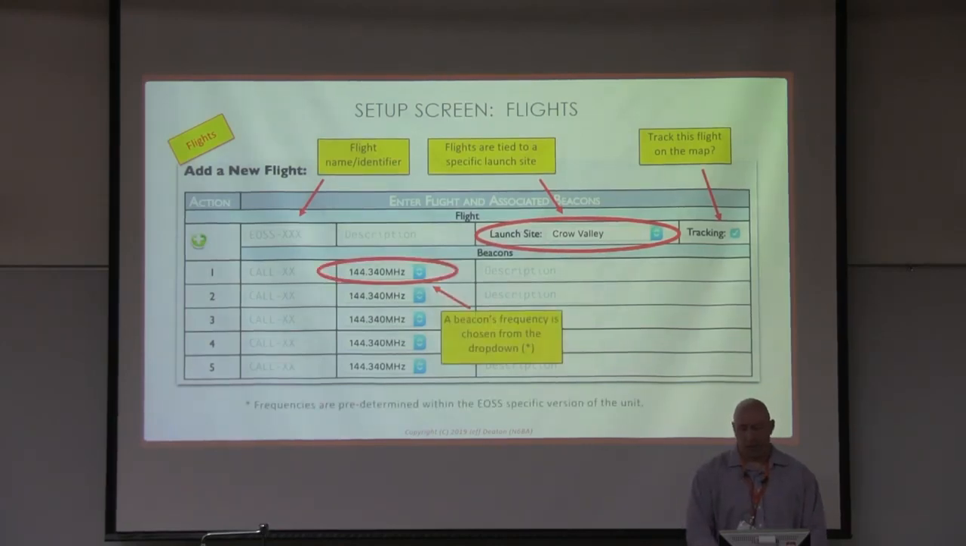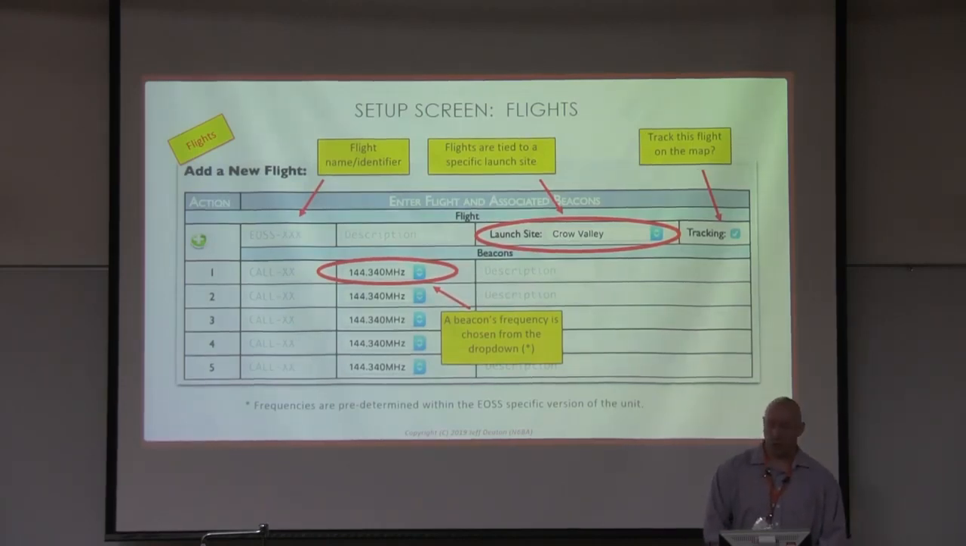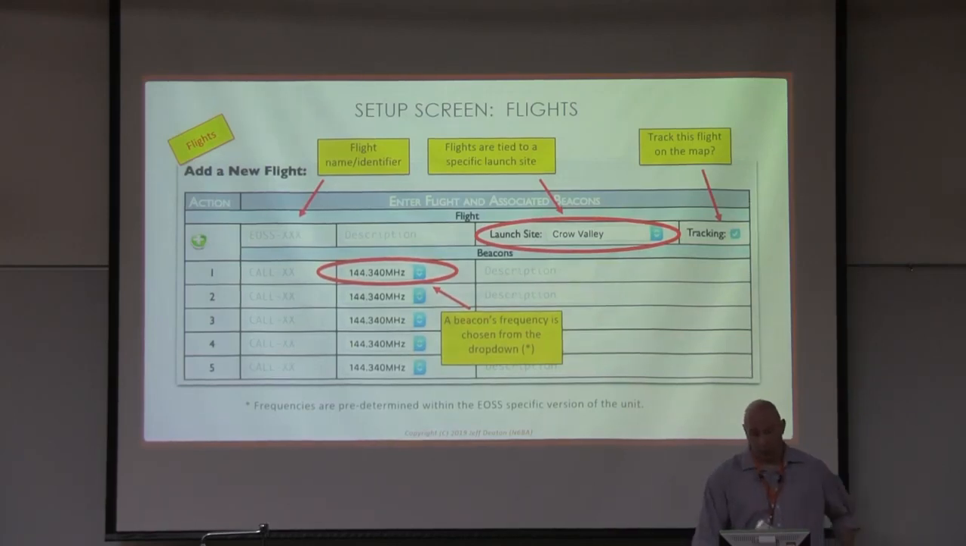And then you get chances to list and add your individual APRS beacons on your flights. So this is where you select from the drop-down menu which frequency you want that call sign to be on, or it's transmitting on. Hopefully you know that.